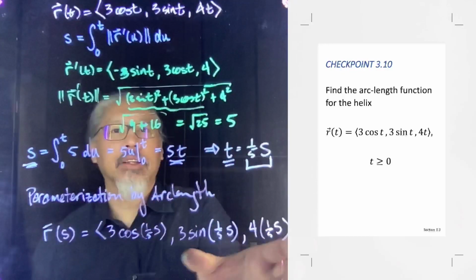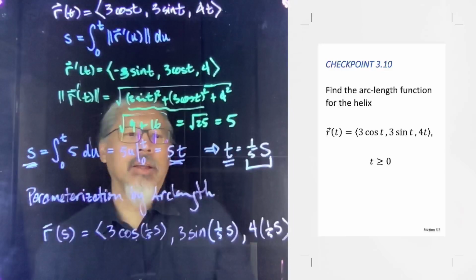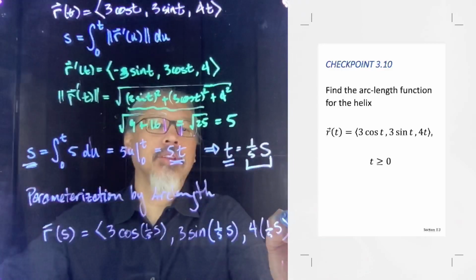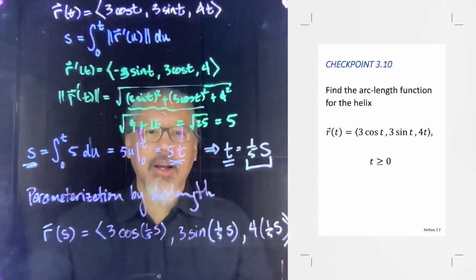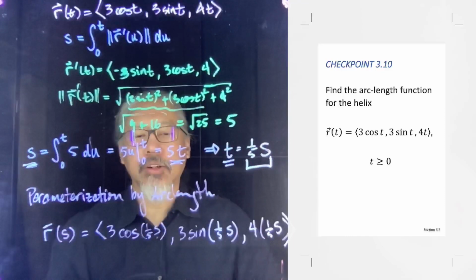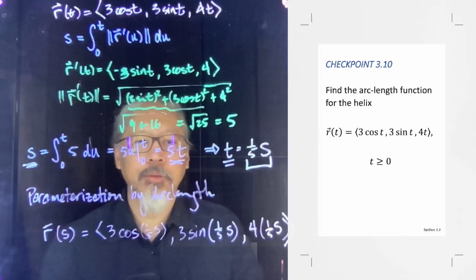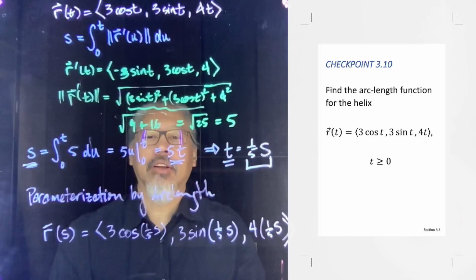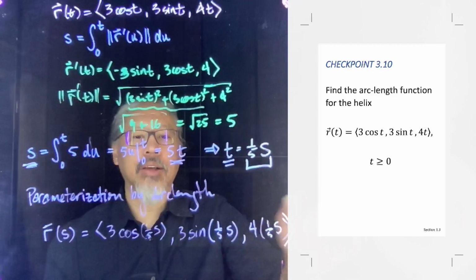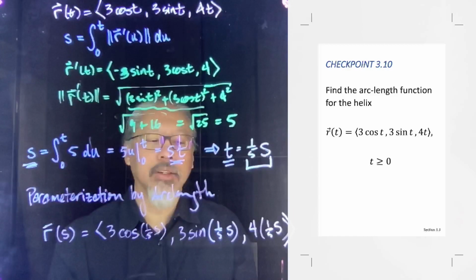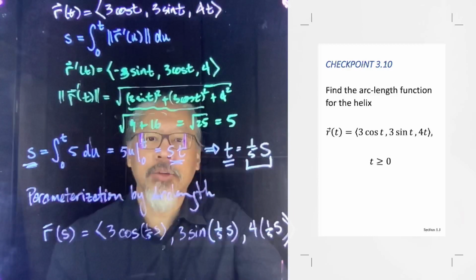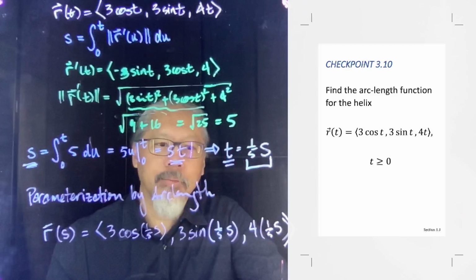And if we take this and do things like find the arc length from 0 to 2, then your arc length is going to be 2. Or if you take the arc length from 0 to 7, then your arc length is going to be 7. So that's what it means to parameterize by arc length. Okay, I hope that helps.